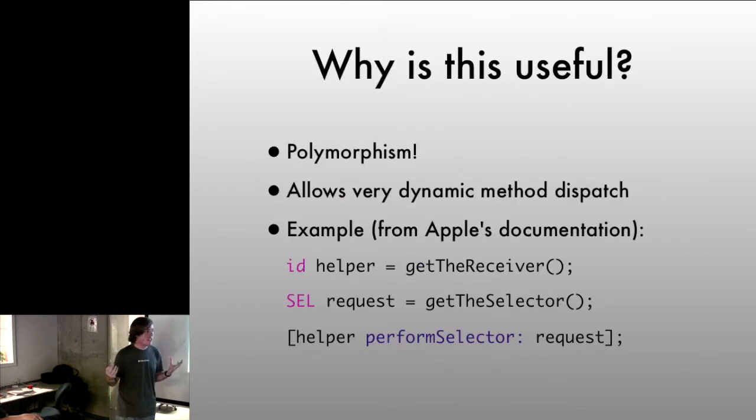So you're probably wondering why this is even useful. There's this word again, polymorphism, that allows us to do dynamic method dispatch. And this is an example that I lovingly ripped from Apple documentation, where suppose we dynamically generate some object and dynamically generate some selector. And we don't know at compile time what method's going to get called, let alone what object we're going to call it on, but yet we can still do it.